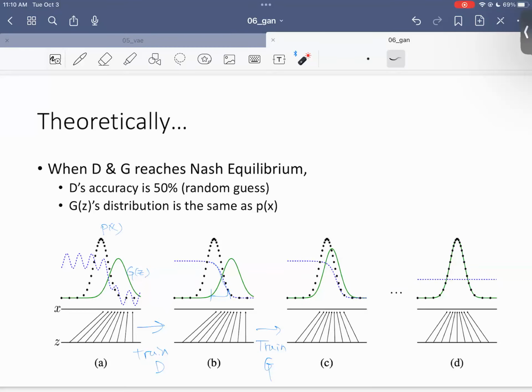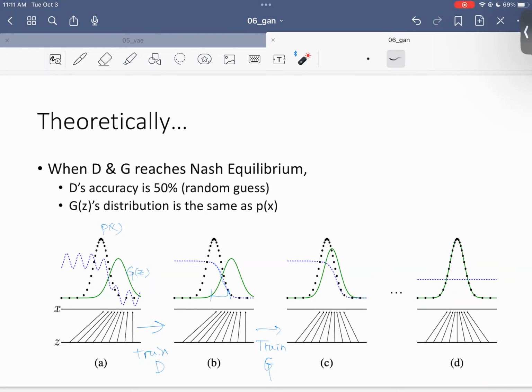Then we need to retrain D so that there's a better decision boundary like this. And then we keep doing this over and over again: train D, then train G, train D, train G. Sooner or later, in the end, we will have a perfectly shaped G(Z) that perfectly approximates PX. And nowhere in this entire space will D be able to distinguish between real and fake, because now G(Z) is exactly the same as PX. So all D can do is always output 0.5. This is when Nash equilibrium is reached.